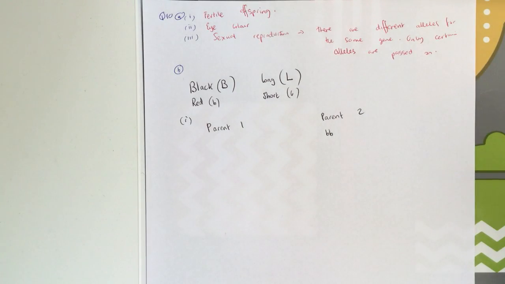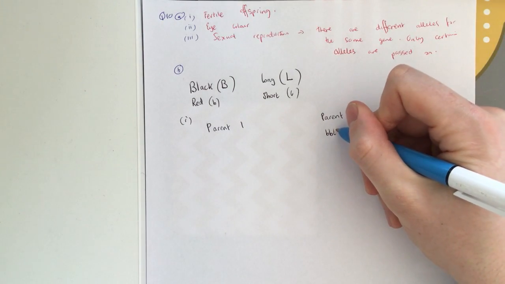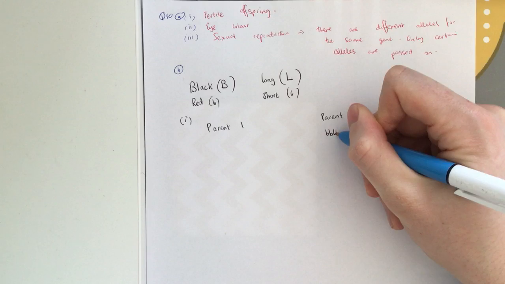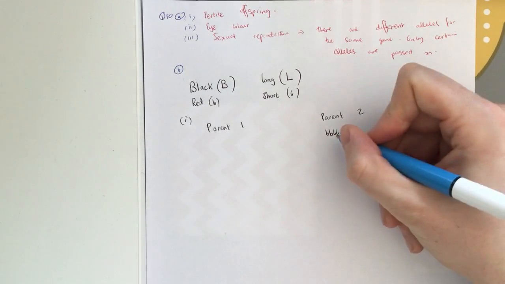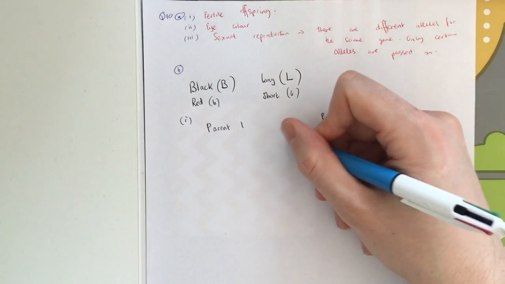And if you have short ears, that's a recessive characteristic, you have to have both alleles for short. So again, I'm going to emphasize those. This is the parent 2. We have small b, small b, small l, small l.